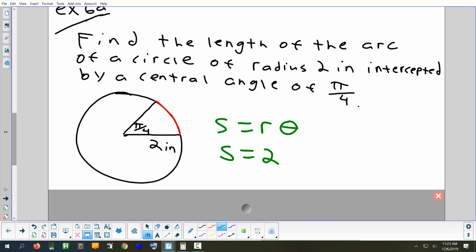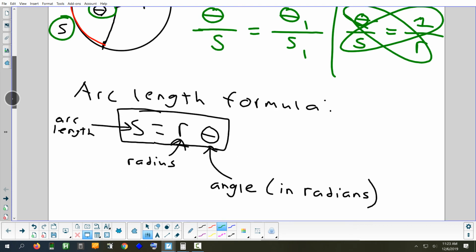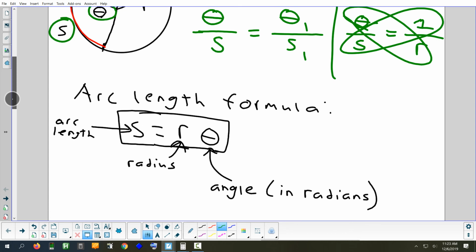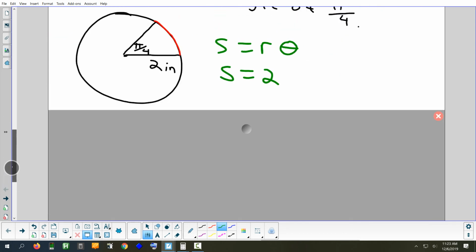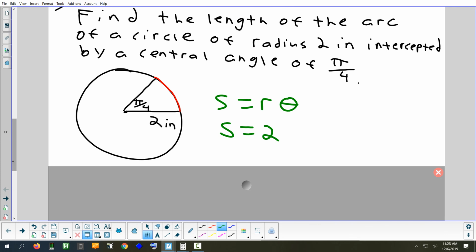Now, Sam, what's the unit supposed to be on the angle? Degrees or radians? What's the unit on that angle in this problem? Radians. It's already radians. Perfect. So we need radians, we've got radians. We're good to go. So just fill that in.